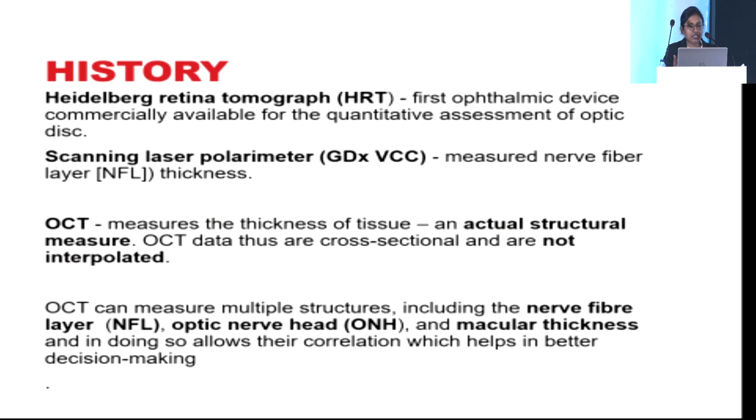So there were Heidelberg retinal tomography and scanning laser polarimetry that were available in the past that measured the retinal nerve fiber layer thickness. But the OCT measures the thickness of the tissue in toto, which is an actual structural measure. So OCT data is cross-sectional data and is not interpolated to the future. OCT can measure multiple structures, including the nerve fiber layer thickness, optic nerve head parameters, and macular thickness. And in doing so, it allows a correlation which helps in better decision making.